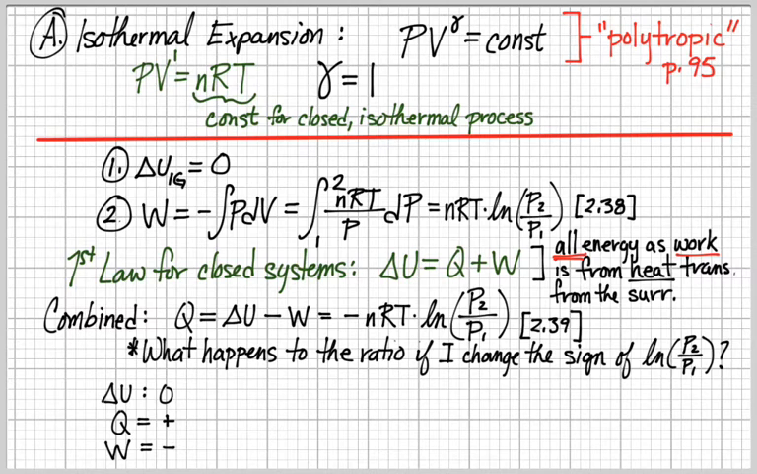If I look at the sign analysis, and again, this is a review of last lecture, I find that delta U is going to be 0. Q is going to be a value that's positive. That's energy coming into the system from the surroundings. And W is going to be negative. That's going to be the work leaving the system.